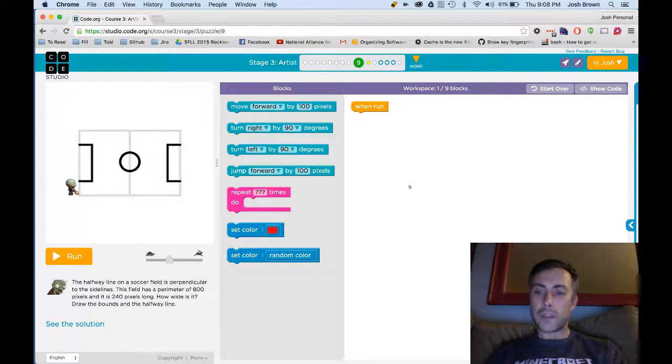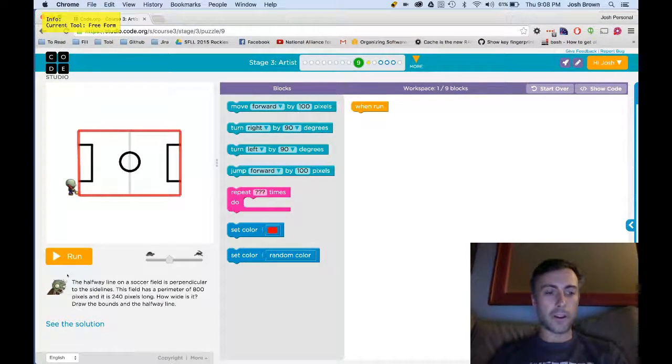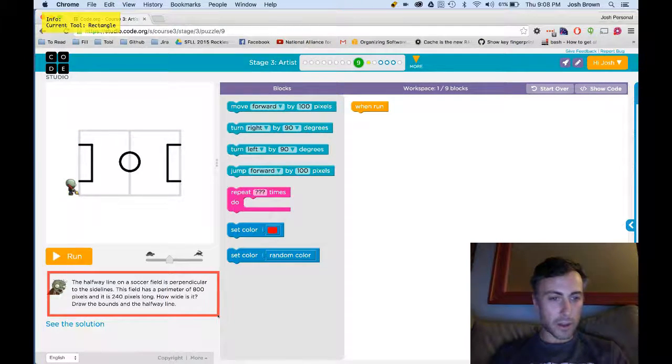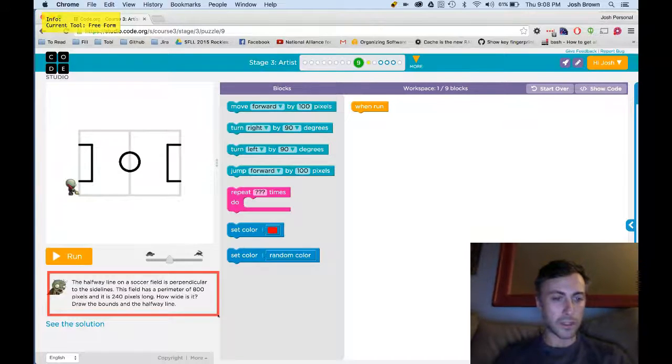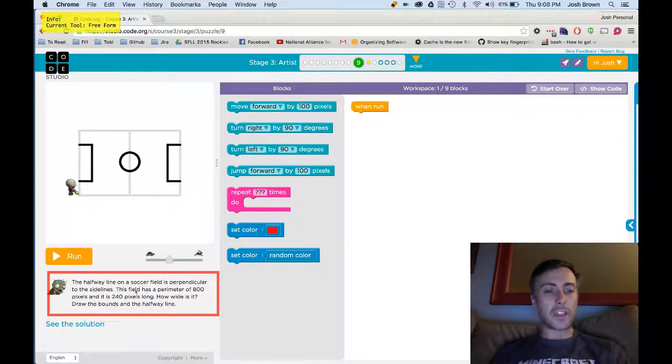So what we need to do first is read the description here at the bottom of the coding challenge and the puzzle. It's going to say that the perimeter has a length of 800 pixels, okay? So see that word 800? 800 pixels. That means that the total length around this soccer field is 800, okay?